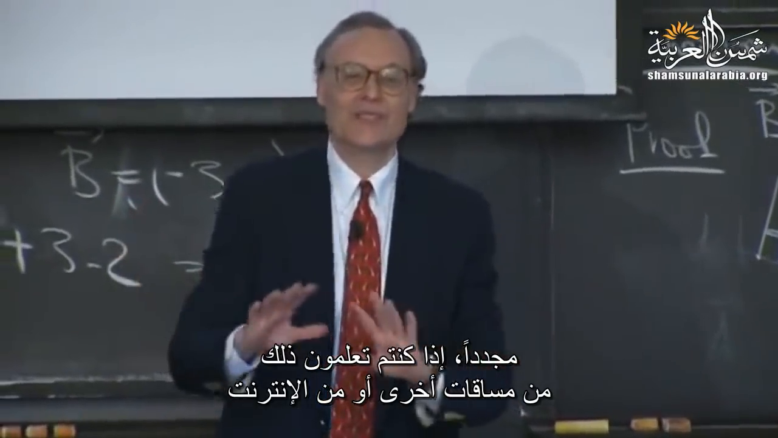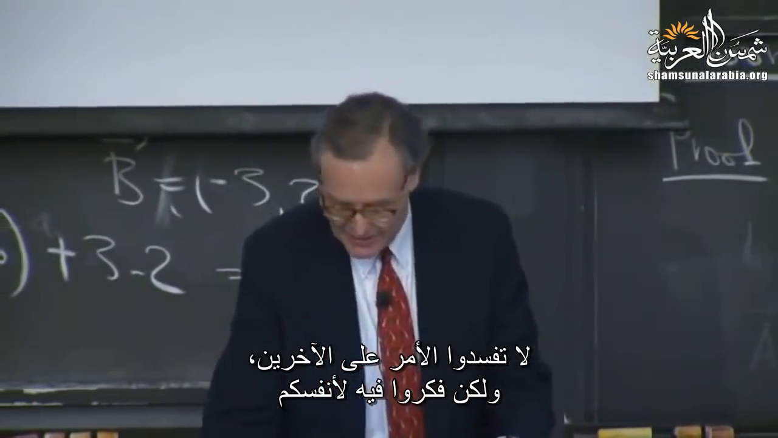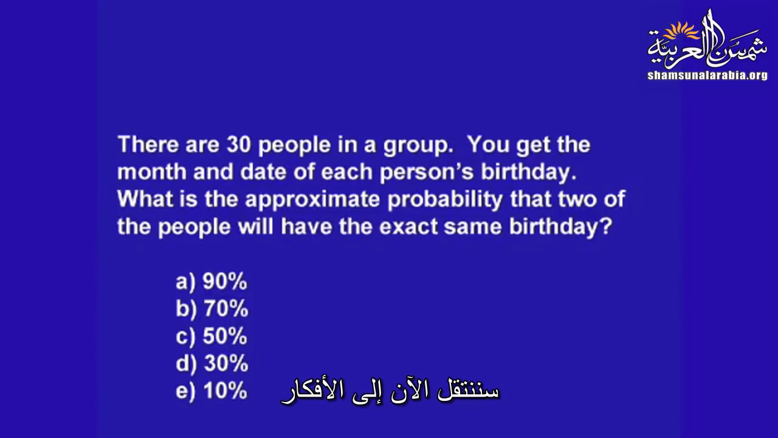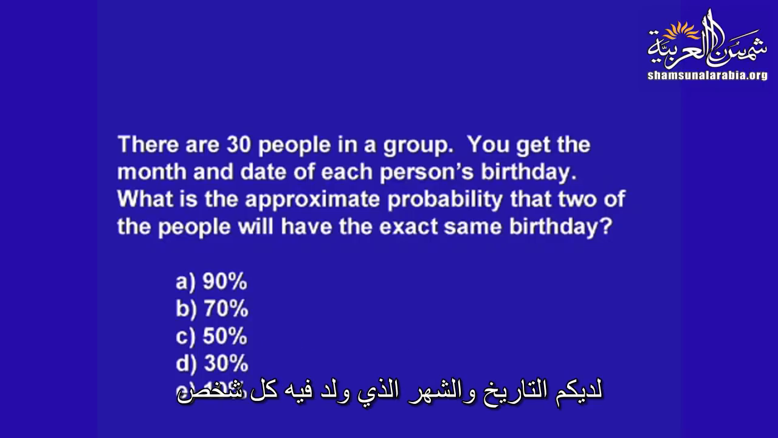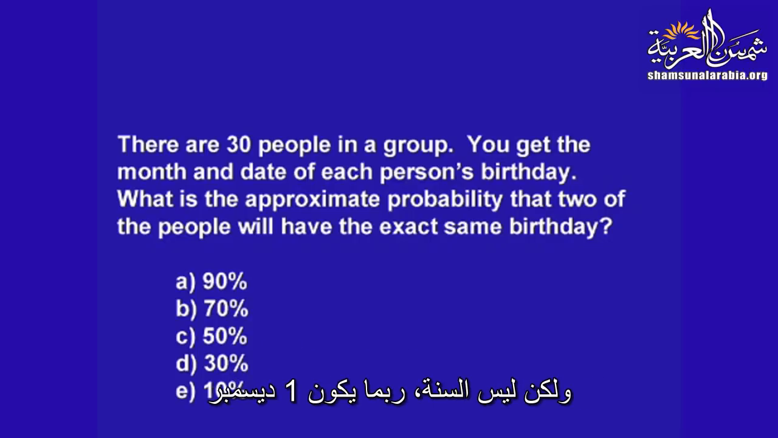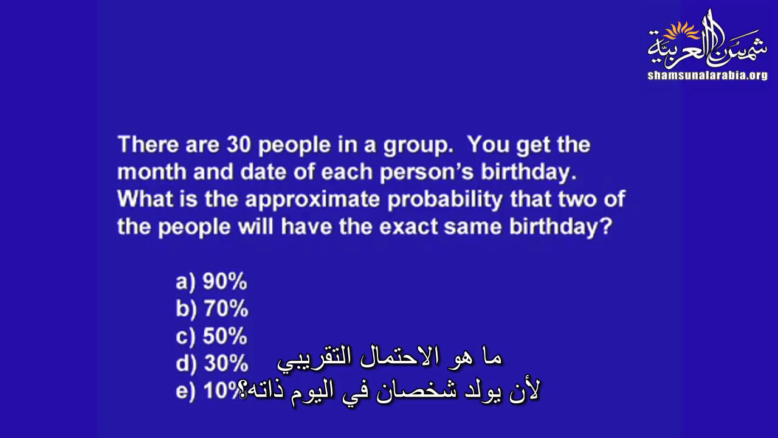Again, if you know this from courses in earning it, don't ruin it for others, but think about it for yourself. So now we're going to turn to thought. There's 30 people in a room. Just imagine, there's groups of 30 here. You get the month and date of each person's birthday. So it's not the year they were born, but it could be December 1st or February 5th or something like that. What is the approximate probability that two people will have the exact same birthday?